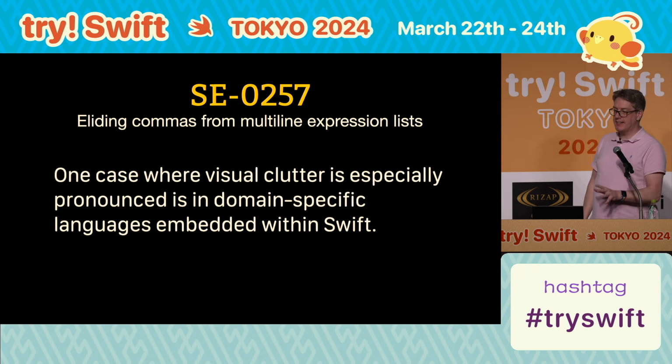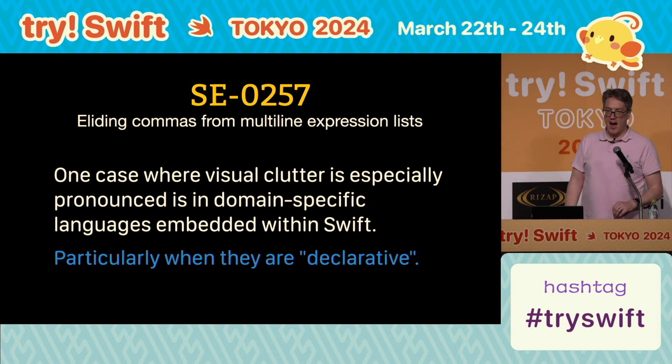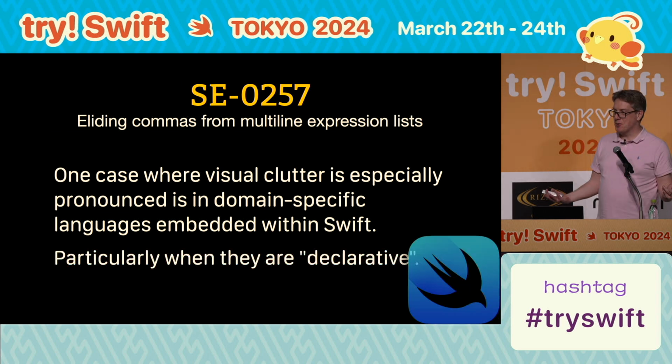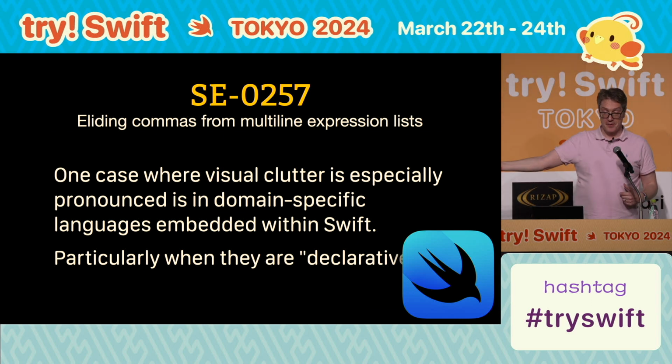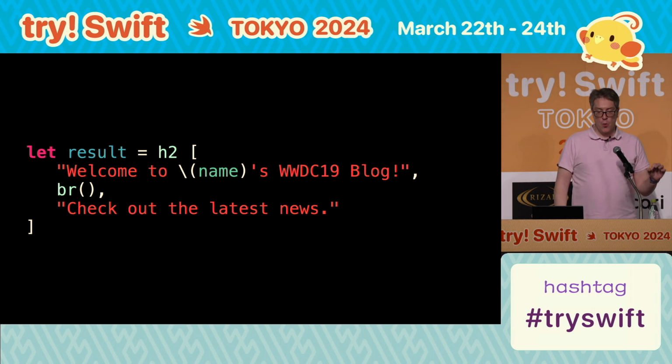It even said directly, one case where visual clutter is especially pronounced is in domain-specific languages embedded within Swift, particularly when they are declarative. What does that remind you of? This was before SwiftUI was announced, by the way. And this change would have allowed our code to be written without commas, making this.